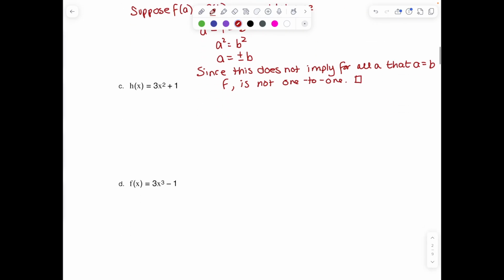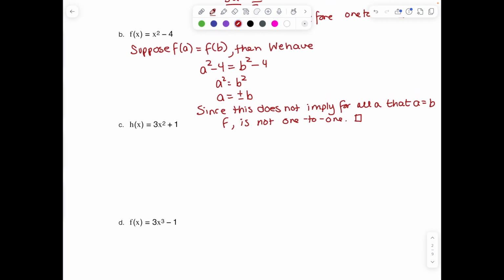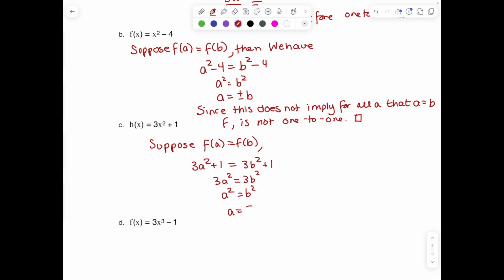Okay. Part C is going to be the same idea. So suppose f of a equals f of b. 3a squared plus 1 equals 3b squared plus 1. 3a squared equals 3b squared. A squared equals b squared. A equals plus or minus b. And we're going to copy the same thing from up here and paste it down here.